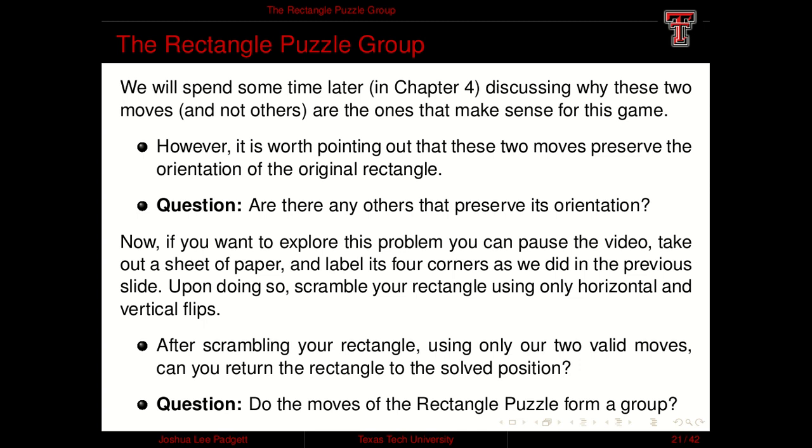Now, if you wanted to explore this problem, what you should do is pause the video, take out a sheet of paper, label its 4 corners, and basically scramble the rectangle yourself using our allowable moves, and then figure out how to unscramble it. All right. Now, of course, I know many of you won't, but I'm simply saying at this point you should try it so that you get a more physical intuition of what's happening here.